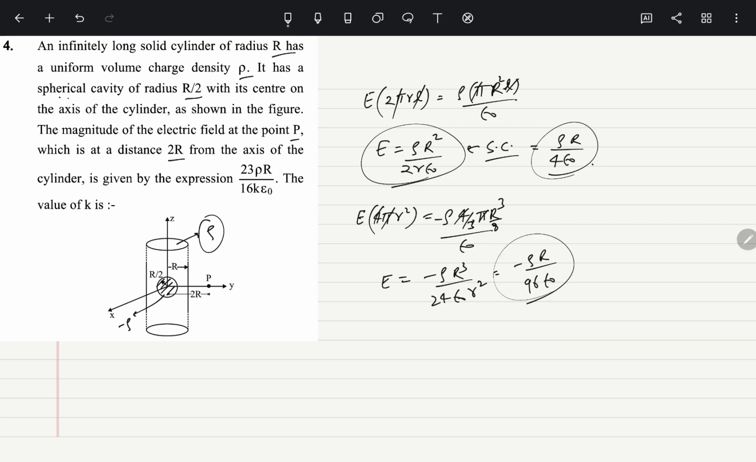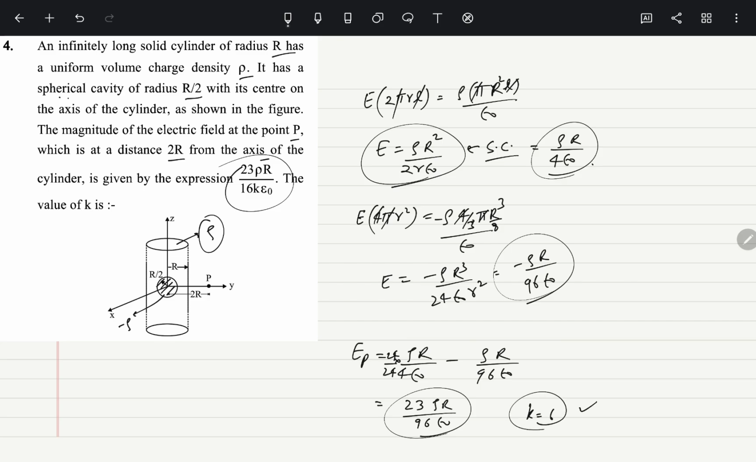Now the net field. The electric field at point P is rho r by 4 epsilon naught minus rho r by 96 epsilon naught. Taking 24 by 96, we get 23 rho r by 96 epsilon naught. Comparing with the given form, we can see the k value is 6. So 6 is the answer.